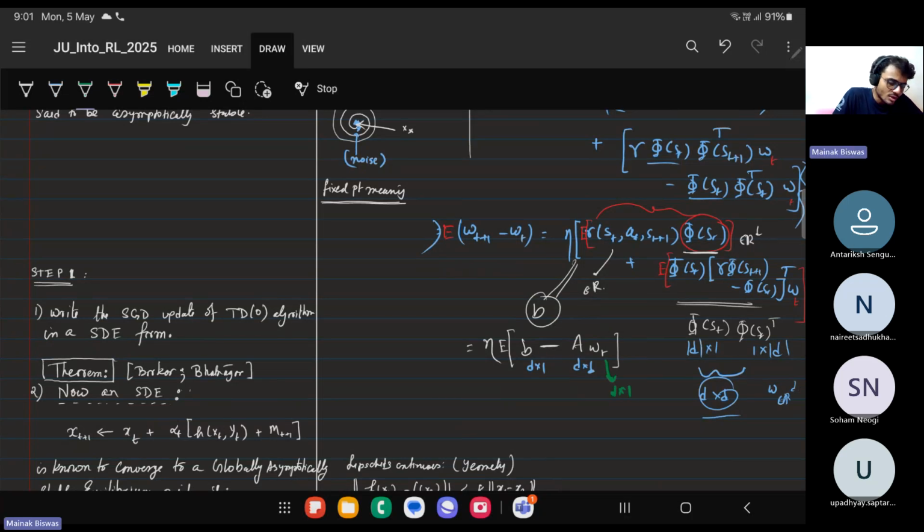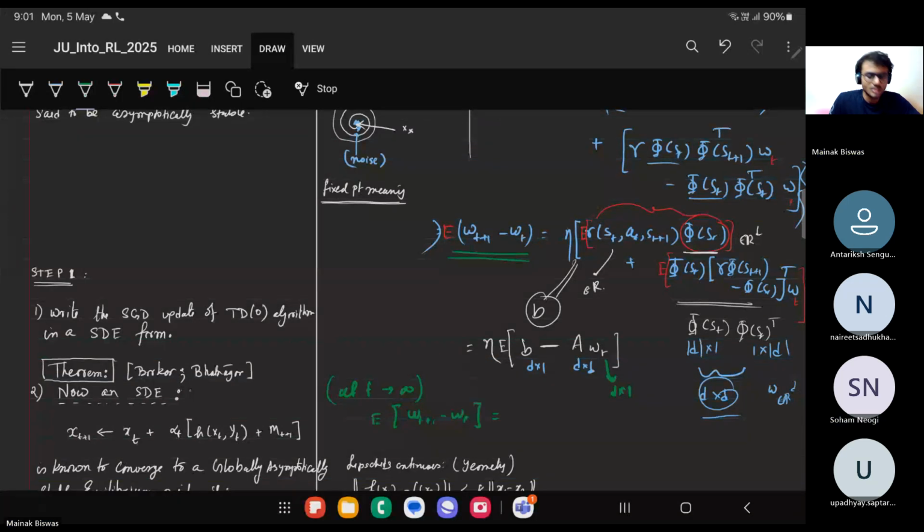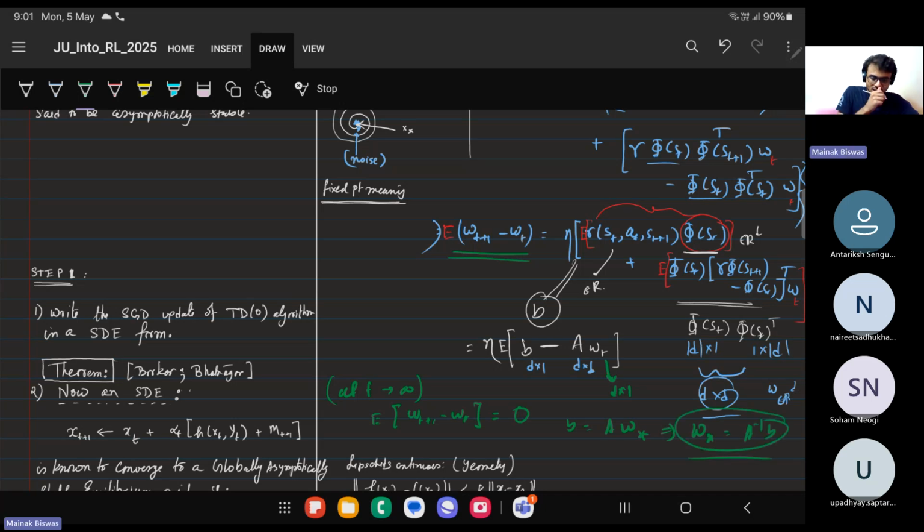So now, in expectation, if it has to converge, what does this term have to be at t tends to infinity? The expected value of W_{t+1} minus W_t, what does it have to be? 0. Very good. It has to be 0, which means B must be equal to A W star, which means W star is equal to A inverse B. So now we'll see what these A and B are. We have already found some terms here. We'll find out the exact terms.